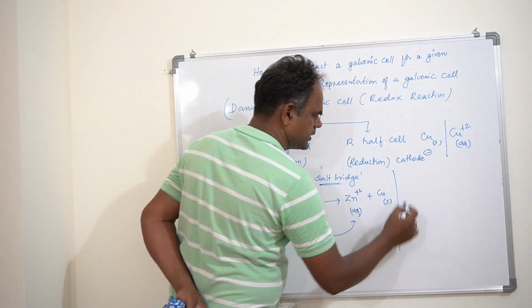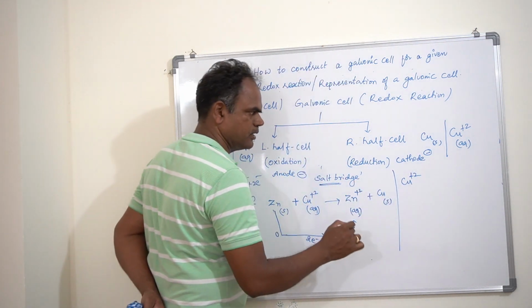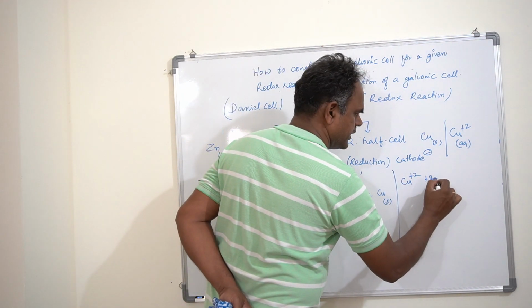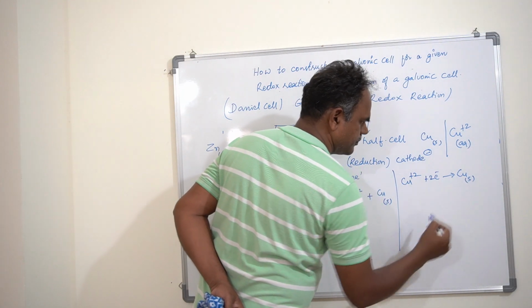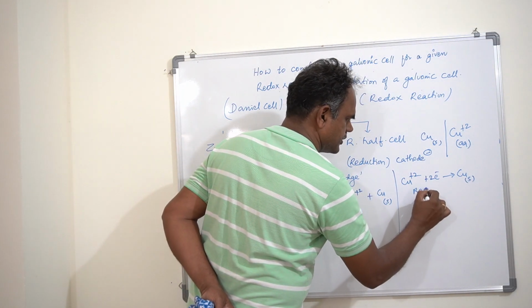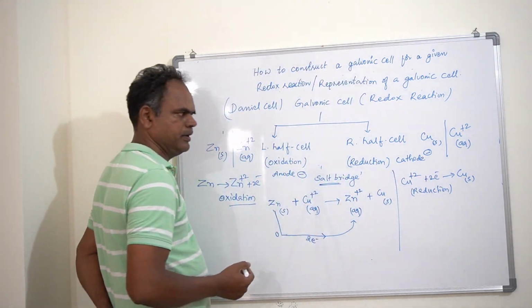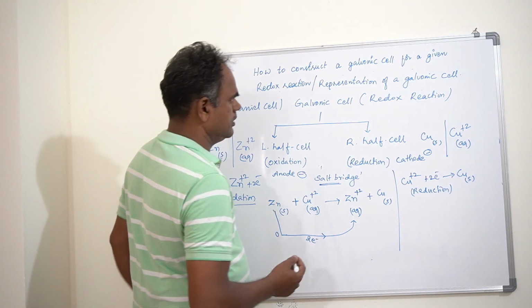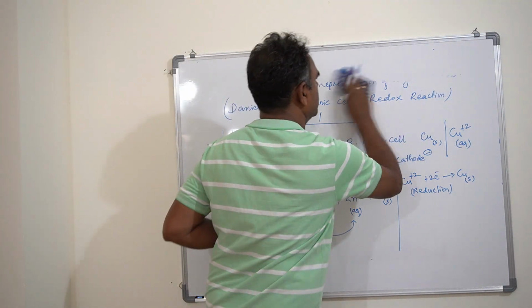And in the other half cell, copper ions get reduced by gaining electrons and become copper metal in solid form. This is reduction. So now we write both half reactions.